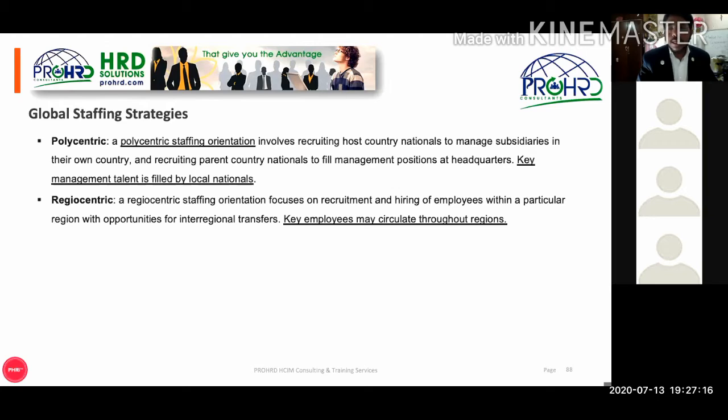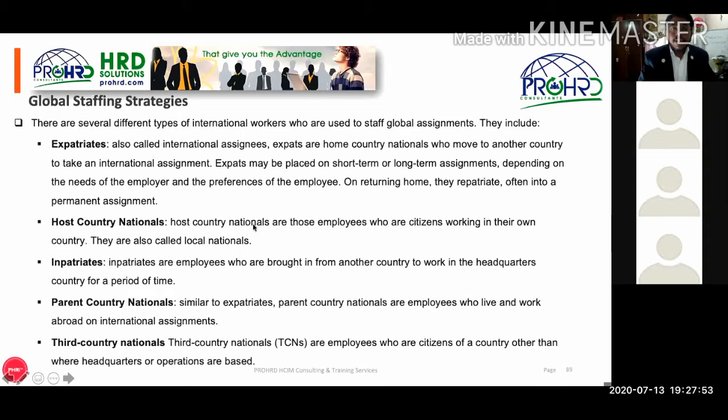It's like decentralized. Wherever the region, you will take people from that region only, and you will comply with the policy and procedure practiced there. A regiocentric staffing orientation focuses on recruitment and hiring of employees within a particular region, with opportunities for inter-regional transfers. Key employees may circulate throughout the regions. The key employees may go from one region to others. Understand? Next one.